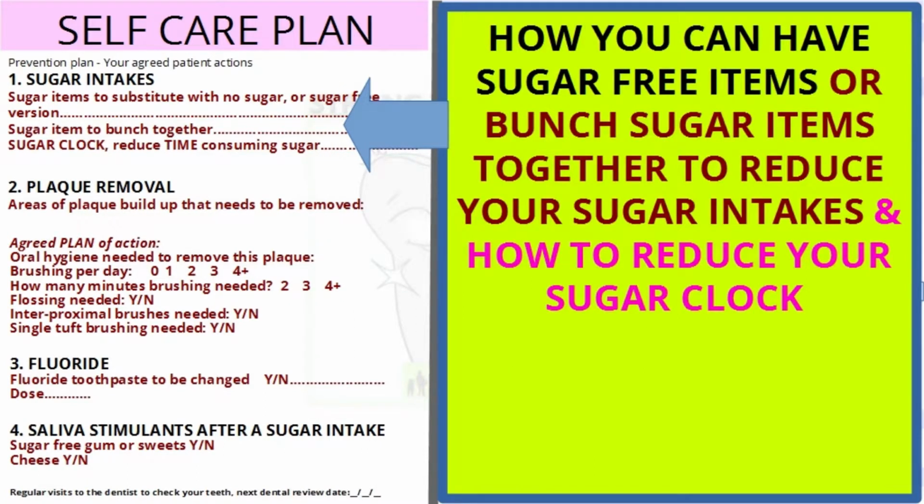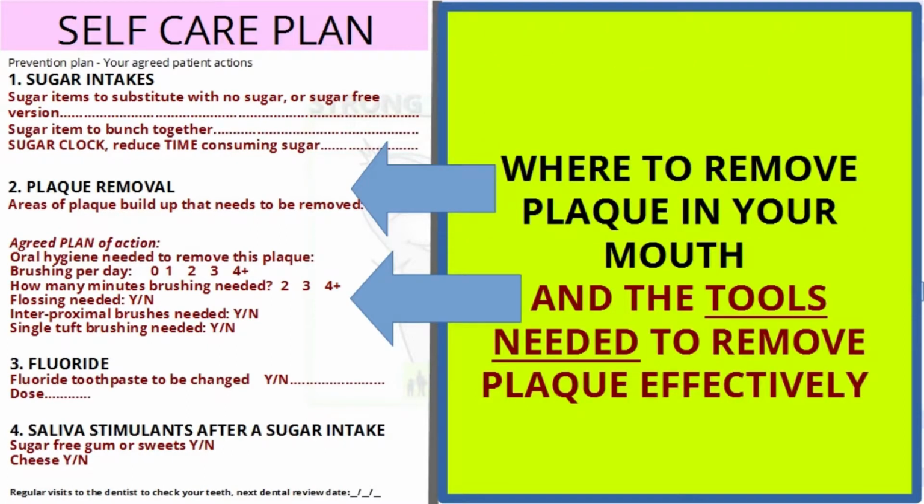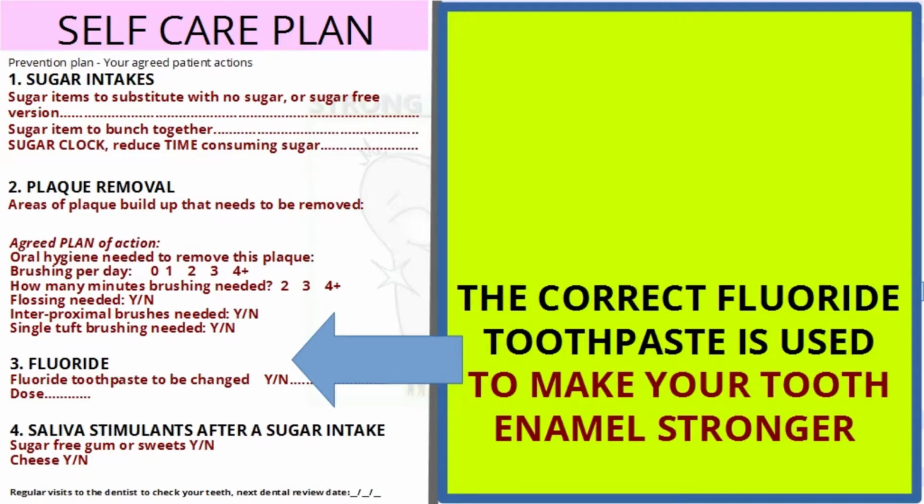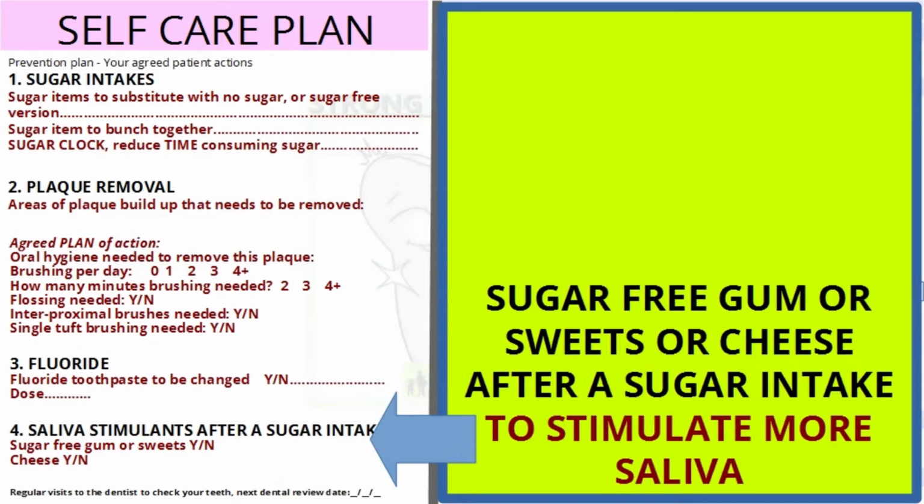How you can have sugar-free items or bunch sugar items together to reduce your sugar intakes, and how to reduce your sugar clock. Where to remove plaque in your mouth, and the tools needed to remove plaque effectively. Making sure the correct fluoride toothpaste is used to make your tooth enamel stronger. Using sugar-free gum, or sugar-free sweets, or cheese, after a sugar intake, to stimulate more saliva.